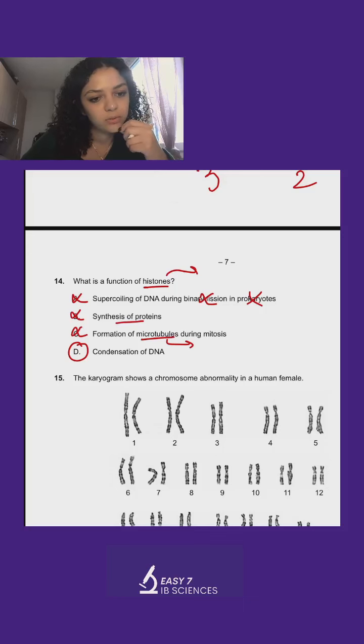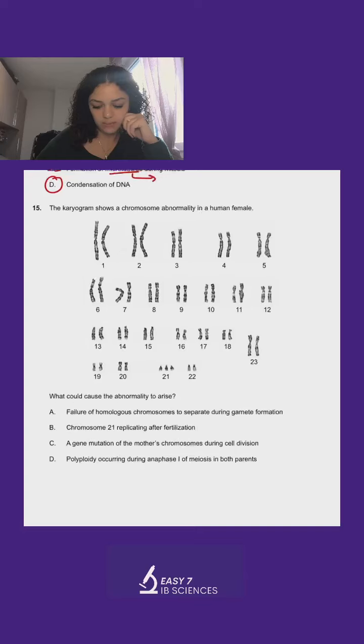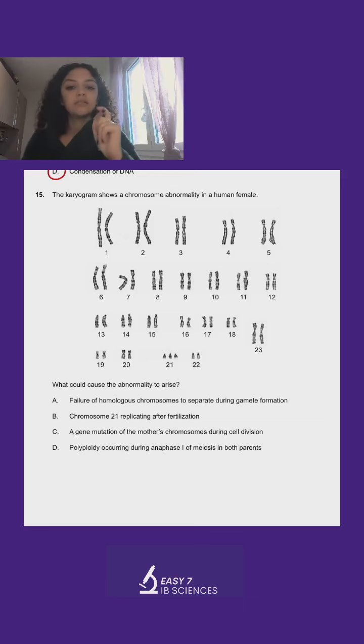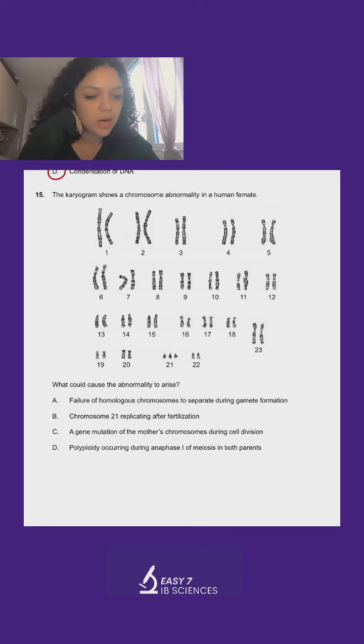Humans. Okay, hopefully this made sense, guys. I'm going to move on to question 15. It says the karyogram shows chromosome abnormality in human female. What could cause the abnormality to arise? So first of all, identify what the abnormality is, and then tell me what is the cause of that abnormality. And you should be very familiar with this abnormality.